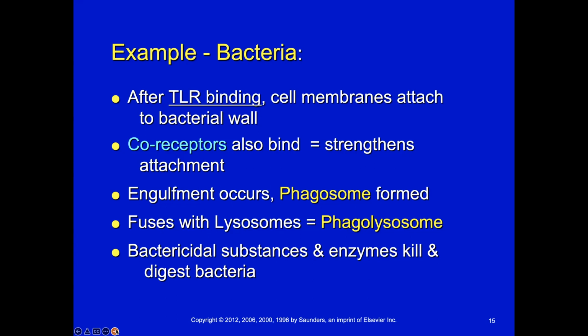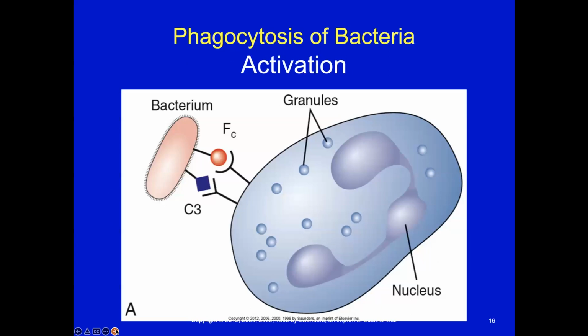After this occurs, we have engulfment. The pathogen is brought into the cell, and a phagosome is formed. The phagosome then fuses with lysosomes, and you get a phagolysosome. If this sounds familiar, it is. It's very similar to the process of autophagy, but autophagy deals not with pathogens that have come in. In fact, it deals with the existing cell cytoplasm and getting rid of that. So in the process, we have that phagolysosome, and then bactericidal substances and various enzymes are released that will kill and digest the bacteria.